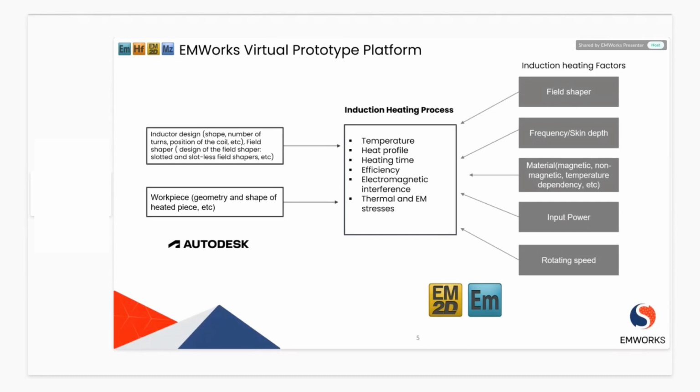The frequency: you adjust the frequency to decrease or increase the heating. Also the materials: you try different materials, magnetic and non-magnetic, to find the best material for the application. For a more realistic analysis, you can use temperature dependency in your material, like conductivity and resistivity. We know that material properties change a lot with temperature, so you have to include this in your analysis or design process.